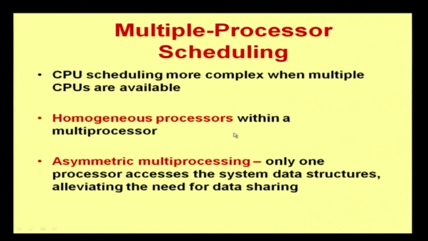This multiple processor scheduling will be of 2 types. One is called homogeneous processors and the other is called asymmetric multiprocessing. A homogeneous processor is a processor that has been kept within a multiple processor setup. Asymmetric multiprocessing has only one processor that can access the system data structure, alleviating the need for data sharing.